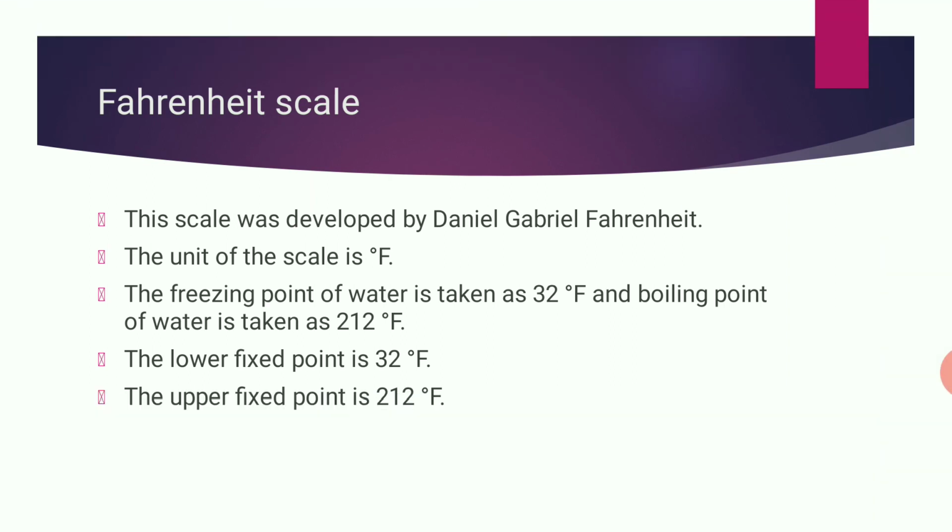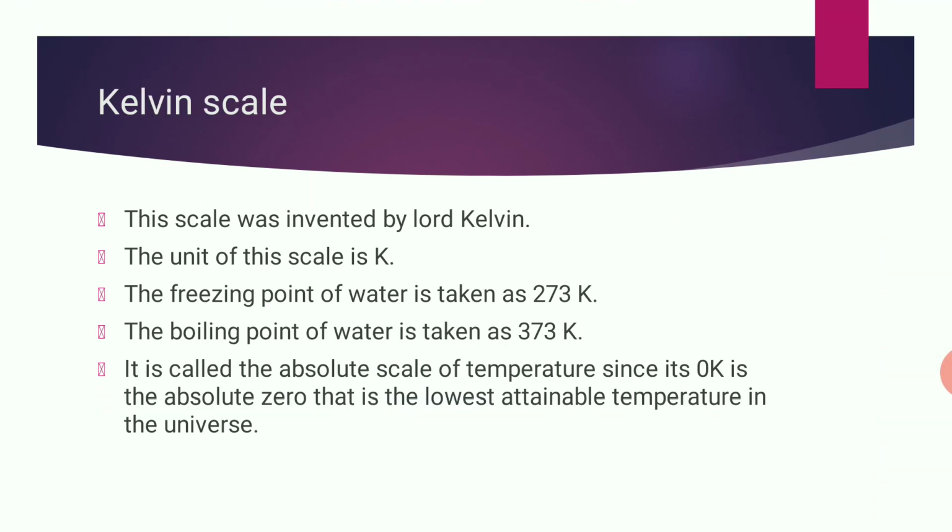Next is Kelvin scale. This scale was invented by Lord Kelvin. The unit of this scale is K, capital letter. The freezing point of water is 273 and the boiling point of water is 373. The number of divisions between these two is 100. Subtract 273 from 373, you will get 100 divisions.